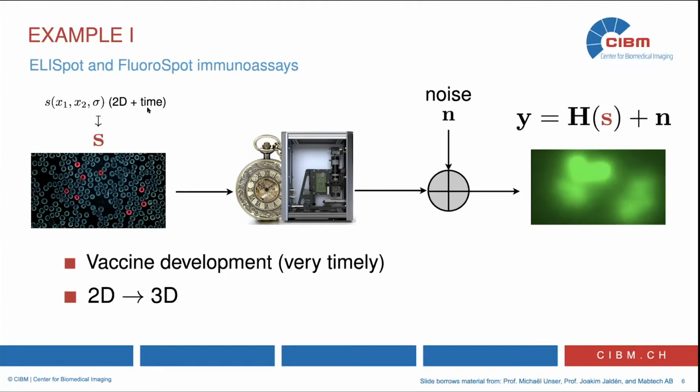So it's a 2D plus time quantity. So here is a caricaturized picture of what you want to obtain. These are assays in which you have a bunch of cells and you want to know which are the red ones. So basically, which are the ones that are responding to something by generating proteins called cytokines, which you probably know more than I do.